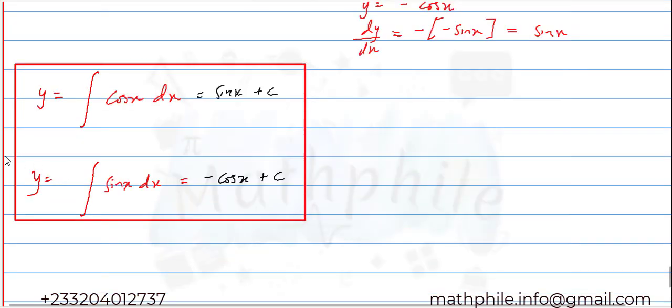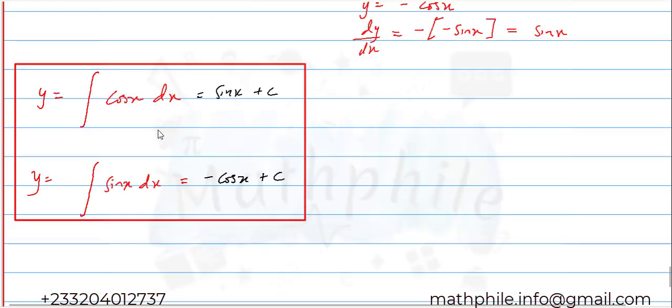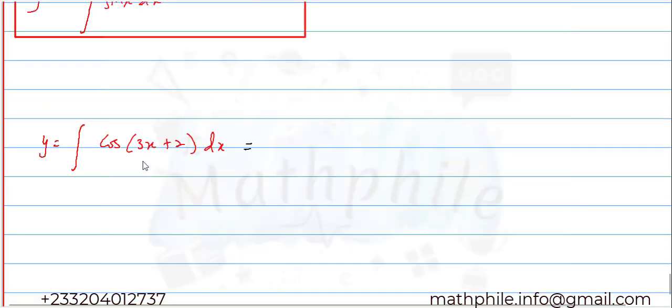So okay, let's say we come across the integral of y is equal to the integral of cos 3x plus 2 dx. Now, to integrate cos x, let's try to refer back. If you integrate cos x, you get sine x. So please take notes. If you integrate cos, you get positive sine. If you integrate sine, you get negative cos. So if you integrate cos x, this is going to give us sine x. So sine 3x plus 2.